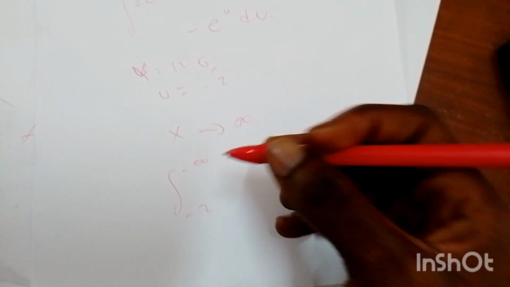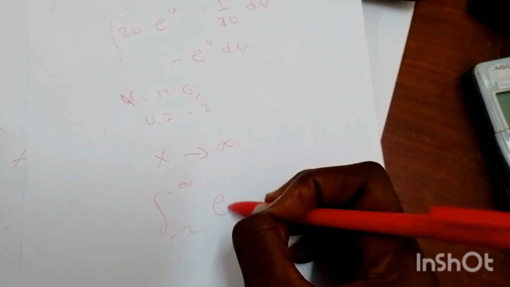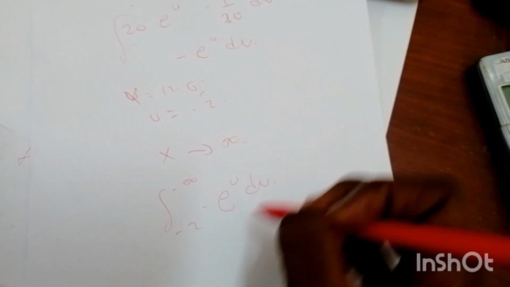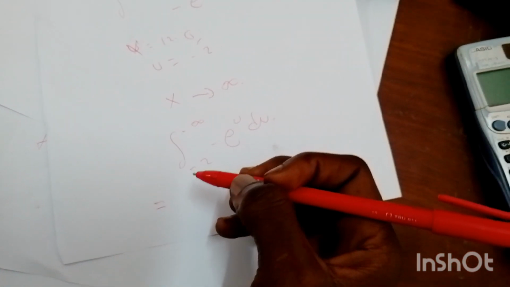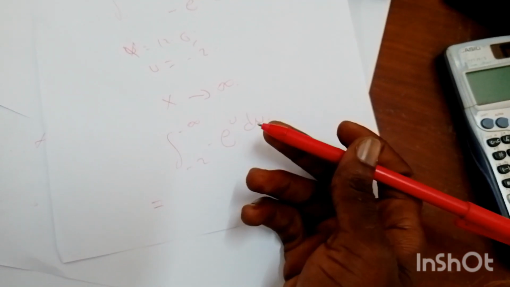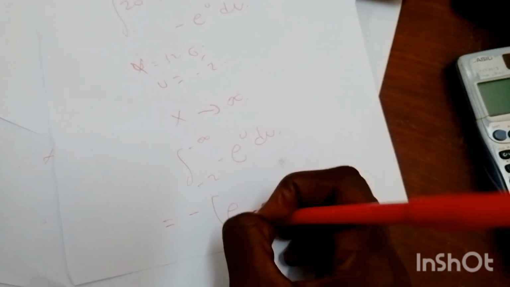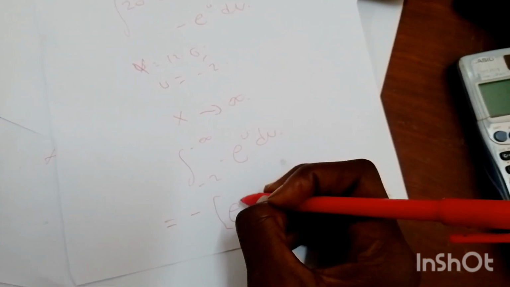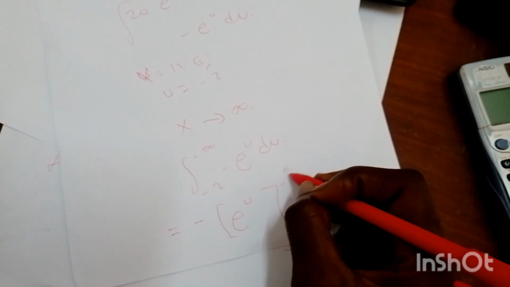I'm contemplating whether the arrangement is right, but yes, basically that's the main idea. And then we have our negative e power u du. Good. So that means we are set now. So if you solve this, what do you get? You practically get the same thing, but you can bring the negative out. So you end up having negative e power u from negative 2 to minus infinity.